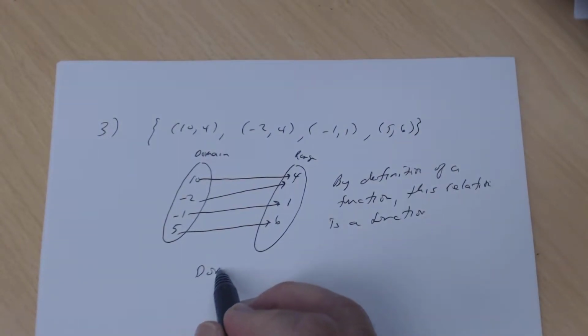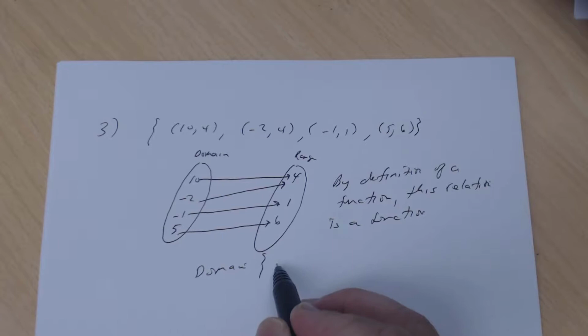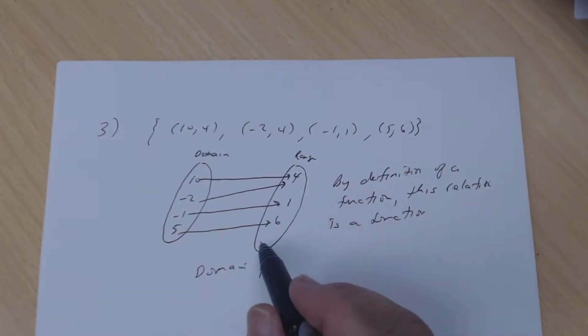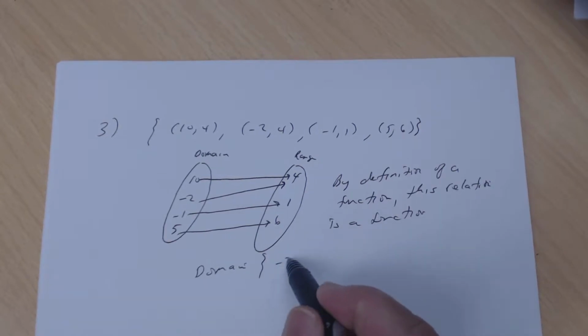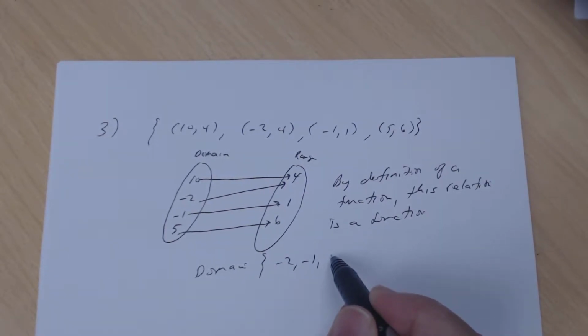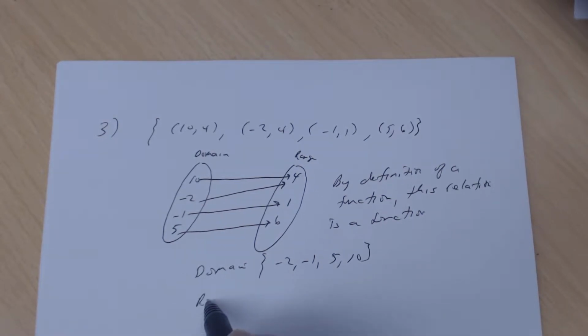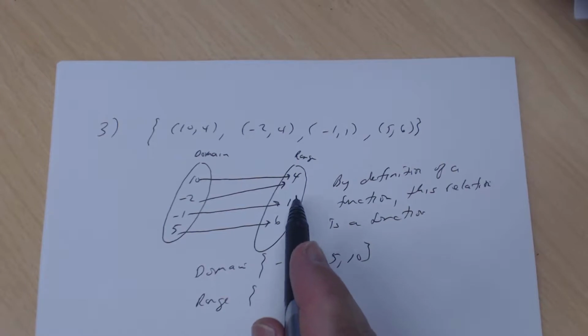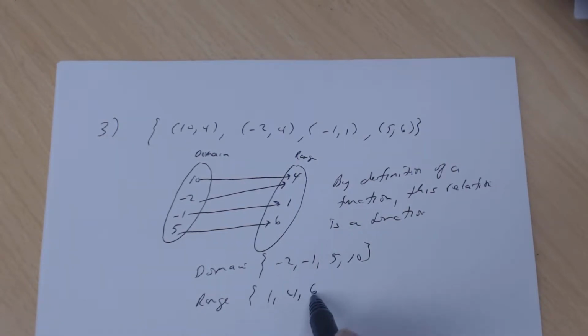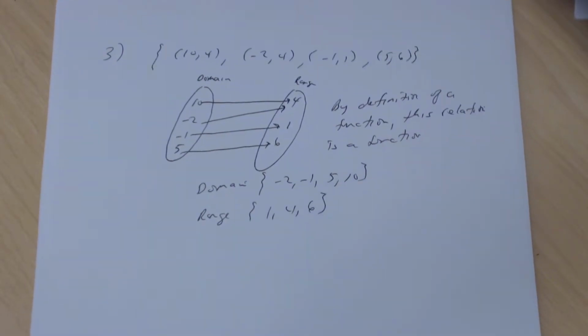All right, and so the domain, again, only list them once. The domain would be, let's put this in numerical order. So it would be negative 2, negative 1, and then 5 and 10. And the range, remember, your set of y coordinates, would be 1, 4, and 6. You can only list them once.